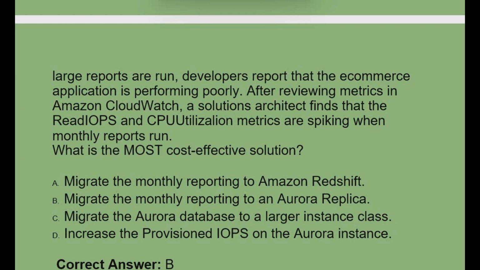Option A. Migrate the monthly reporting to Amazon Redshift. Option B. Migrate the monthly reporting to an Aurora replica. Option C. Migrate the Aurora database to a larger instance class. Option D. Increase the provisioned IOPS on the Aurora instance.